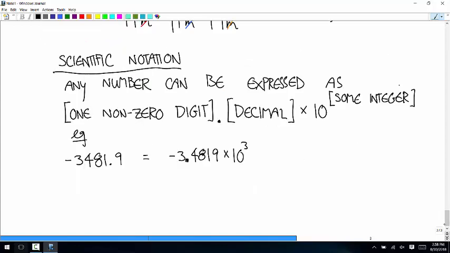And it works with numbers smaller than 1 too, like 0.0087 is equal to 8.7 times 10 to the negative third. So 10 to the negative third is 1/1000th. Multiply that times 8.7 and you get this.